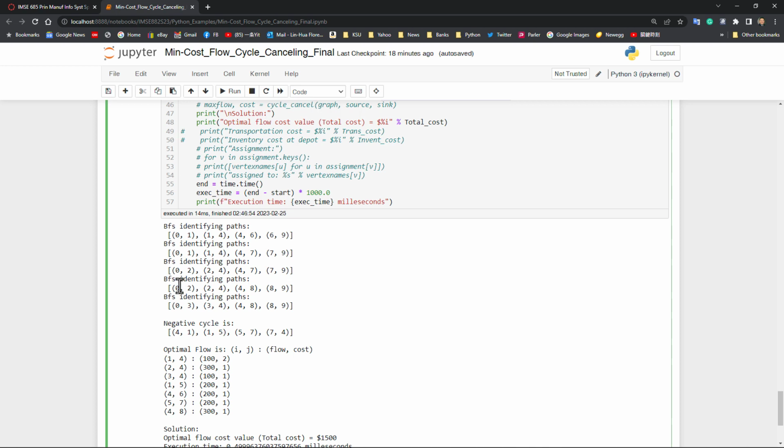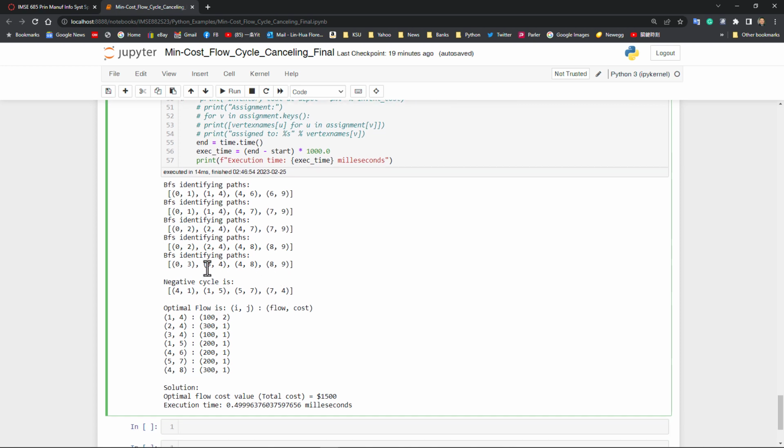The next one is from 0 to 2, 2 to 4, 4 to 8, 8 to 9. So this is just trying to find the initial feasible flow on the network. The last one is from 0 to 3, then 3 to 4, 4 to 8, and 8 to 9. After that, we cannot find any more augmenting flow to send, so the maximum flow is reached.